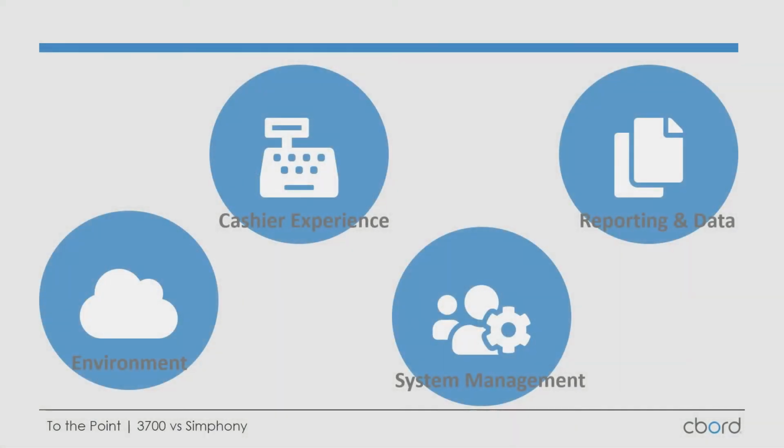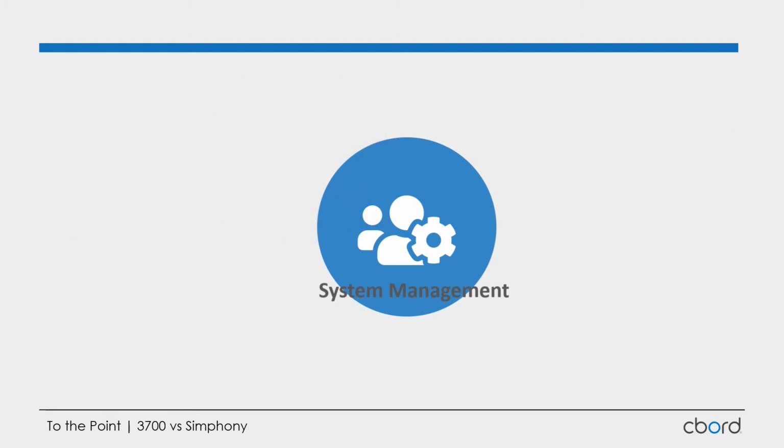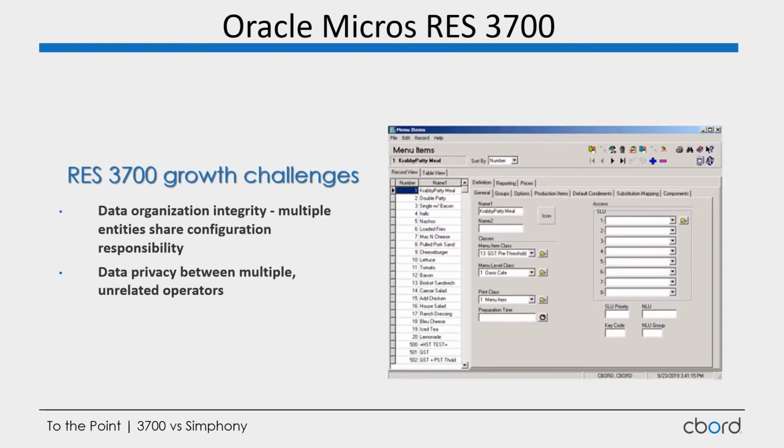So switching and taking a look at the next topic, let's look at the system management. And 3700 gives us the ability to manage our items in a convenient way, but it's done through a single threaded application here. So every user of the system, no matter how many different revenue centers and things that are defined, anyone who has access to the items within the system can edit items from anywhere within the organization.